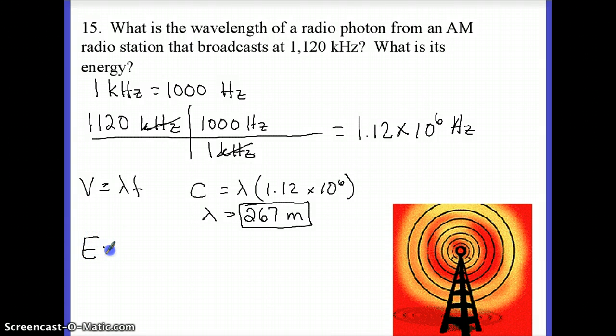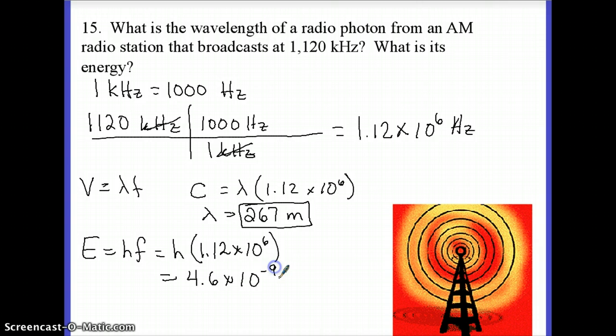And then the energy is equal to Planck's constant times the frequency. Planck's constant will be given to you. You know what that is. And when I multiply that, I get a very small number, 4.6 times 10 to the negative 9 electron volts. This is a very, very small energy. Things with low frequency have very, very small energy. When we get to visible light, we'll see that the energy turns out to be like 2 electron volts or something like that.